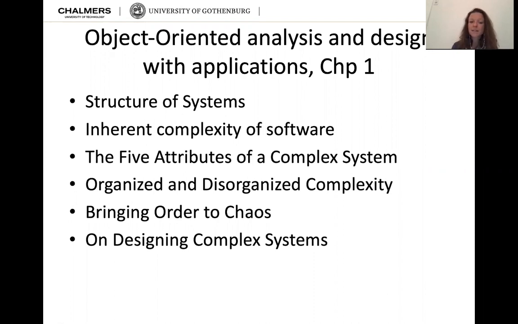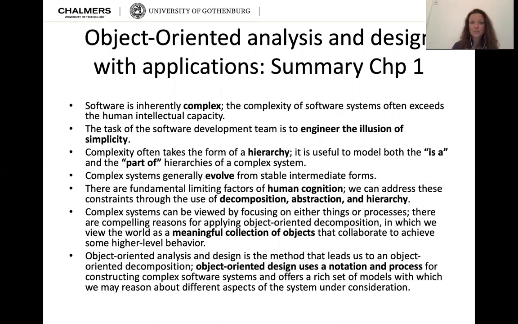And then in the last subchapter, he speaks about the design of complex systems. And how are we going to do that? Using UML. Using object-oriented analysis that can be written down using UML notation, to be precise.